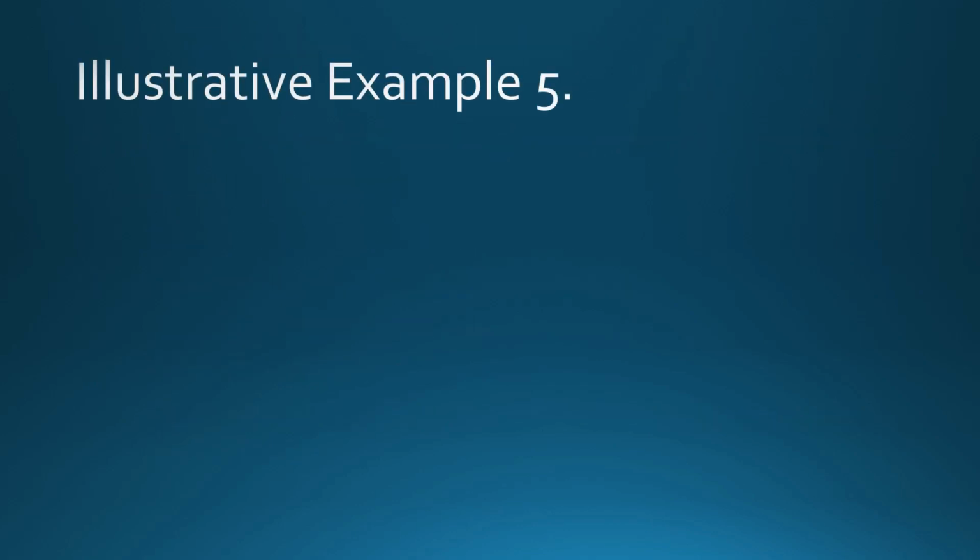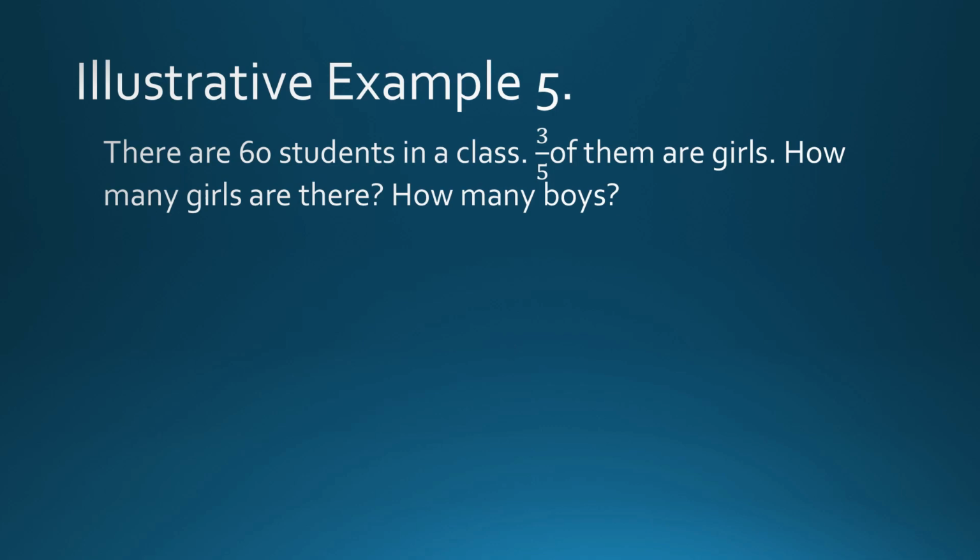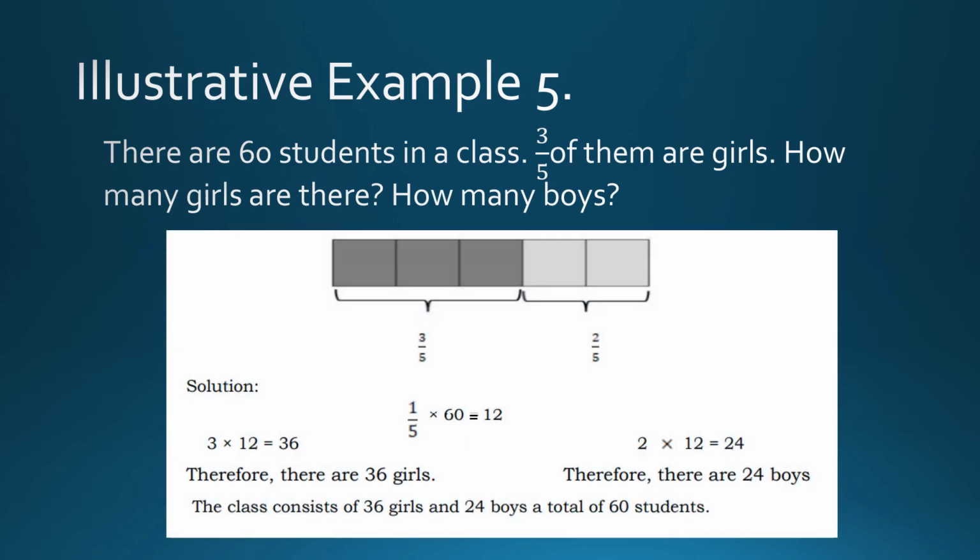Illustrative example number 5. There are 60 students in a class. 3/5 of them are girls. How many girls are there? How many boys? So as you can see, we have 5 as the denominator, so you can draw a figure and then divide it by 5. So we have here 3/5, the dark side, and then the lighter side is 2/5 for the boys.